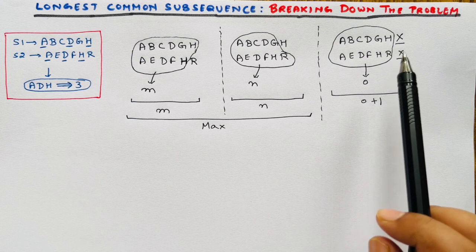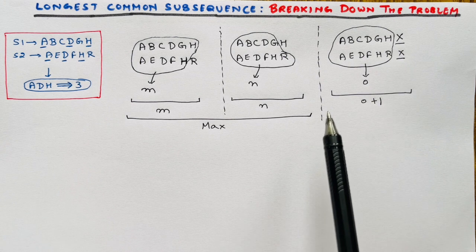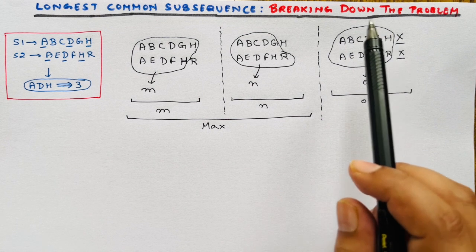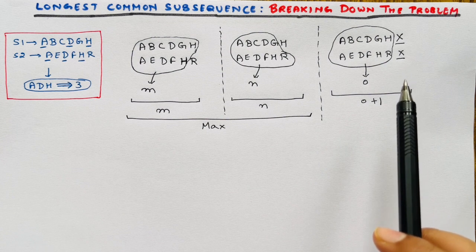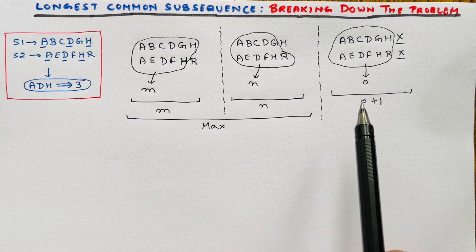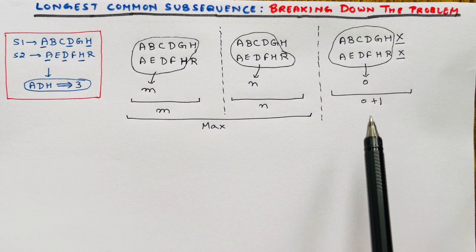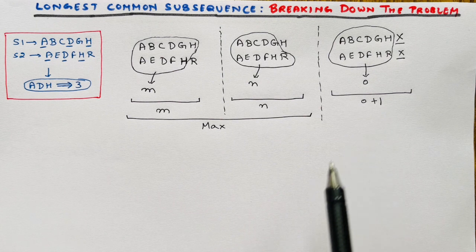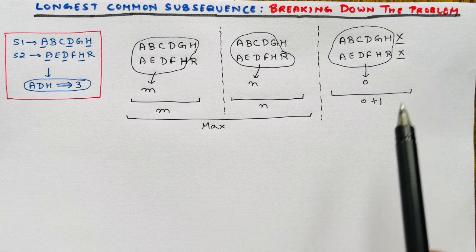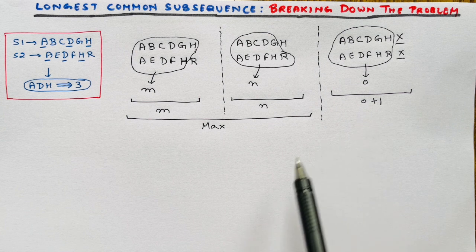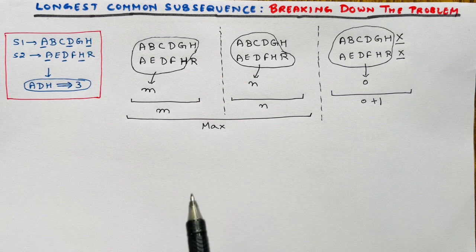But if we had the last characters as the same, let's say we had x at the end of both the strings, then whatever the answer to this smaller problem is, we will always add x to that longest common subsequence and our answer will become O plus 1. So if the answer to the smaller problem is O, because of this x, our answer to the bigger problem will become O plus 1. So if there is a last character which is the same in both the strings, we will have this as the answer. And if the last character is not the same, we will have the max of these two as the answer.